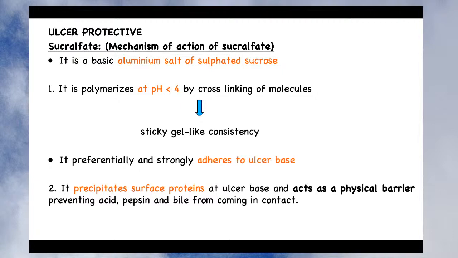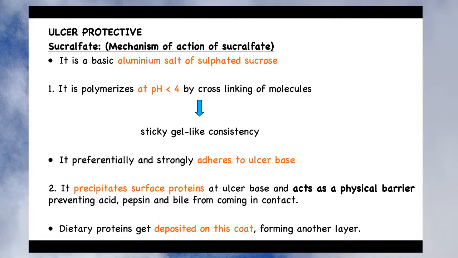So now it will go there and form the sticky gel-like consistency, and the moment it sticks to the ulcer base, it will further precipitate the surface protein. Due to precipitation of the surface protein, which is called the astringent effect, there will be tightening of the ulcer, and further formation of one more layer. The overall effect is that it will prevent acid, pepsin and bile from coming in contact, and thus it will protect your ulcer. This is a very good advantage by which Sucralfate works.